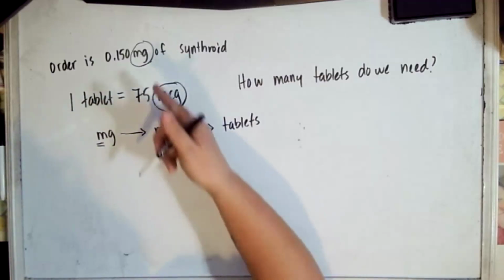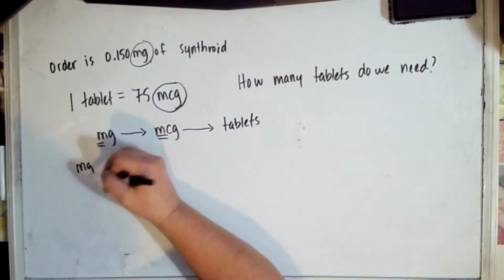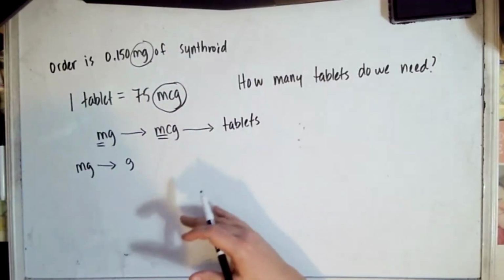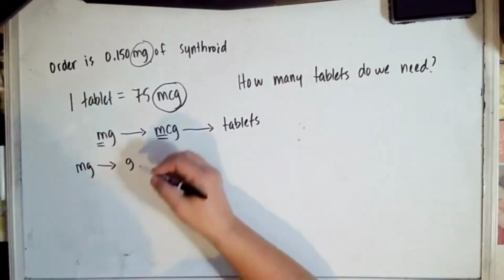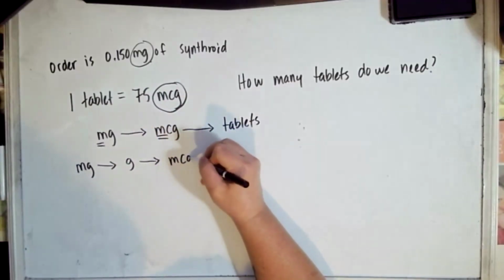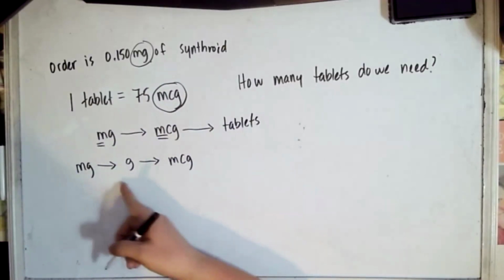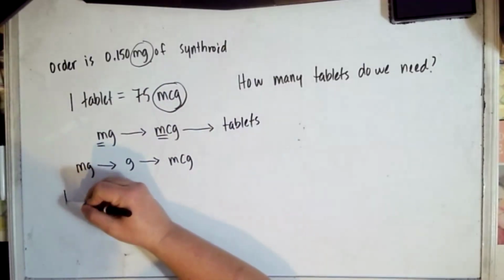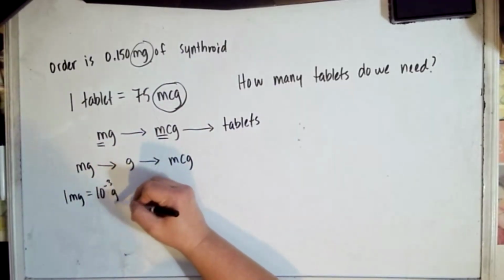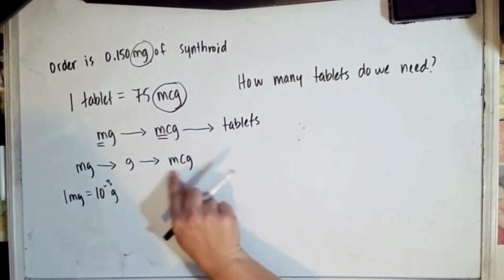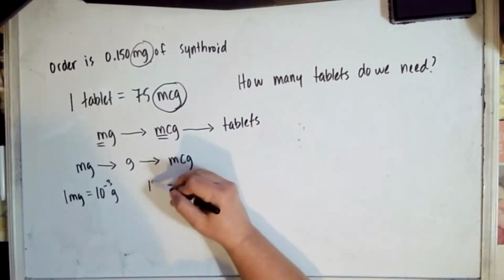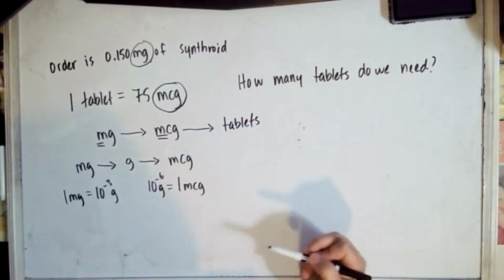So what I mean is, we can take our milligrams and turn that into grams using our table and our prefixes that we already know. And then we can take our value that's in grams and turn it into micrograms. Okay, so our conversion that connects these two values: every 1 milligram is 10 to the negative 3 grams. And then to connect these two units, every 1 microgram is 10 to the negative 6 grams.